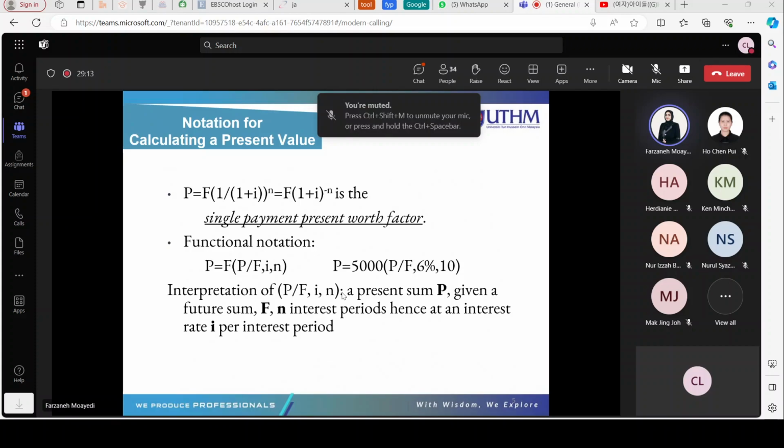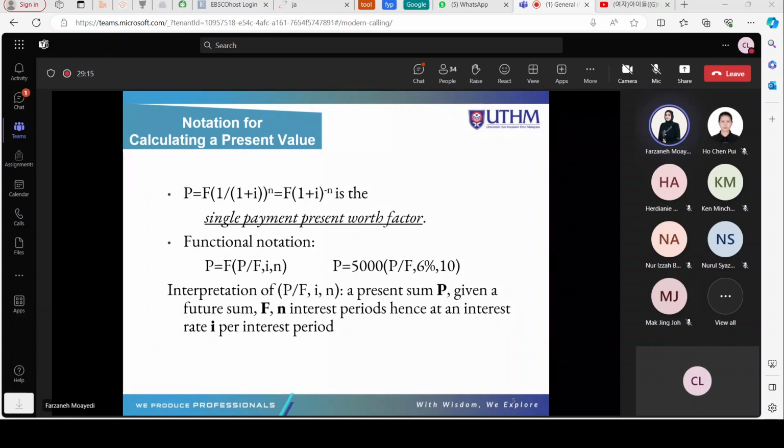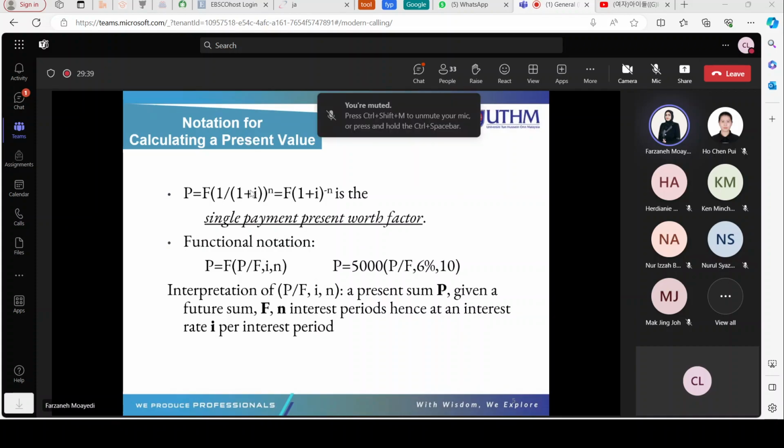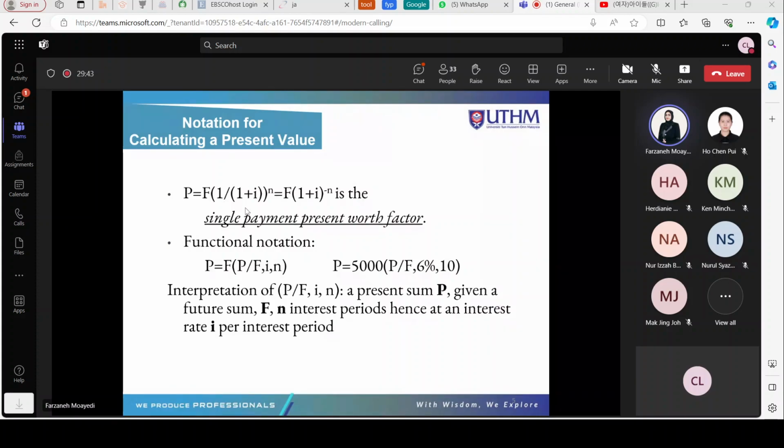If you look at this slide here, this is the notation for calculating a present value. So pay very good attention when I now explain the present value. And trust me, if you learn just one of these concepts, for example the present value, every other one is exactly the same. The formula, the notations, everything is the same.